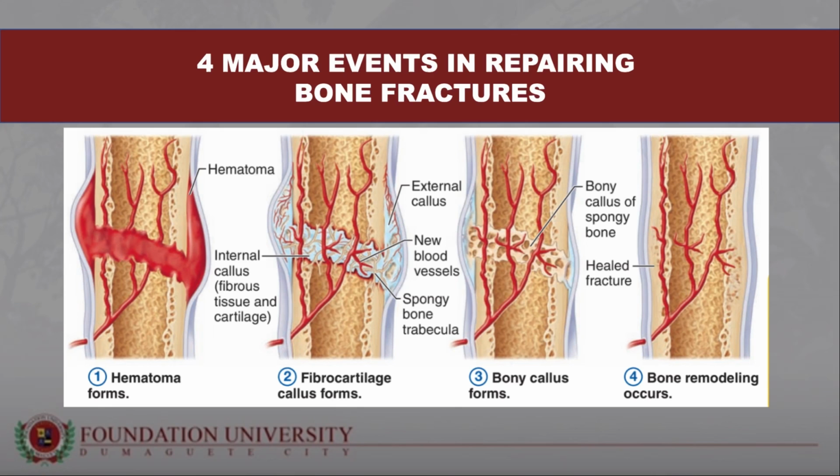Bony callus forms. After a few weeks, with the help of osteoblasts and osteoclasts, the fibrocartilage callus converts into a bony callus. Last, the bone remodeling stage. After several months, the formed bony callus is remodeled to become strong new bone. Healing occurs. Compact bone is laid down and osteoblastic activity increases during this stage, resulting in the previously fractured bone being healed after four stages.